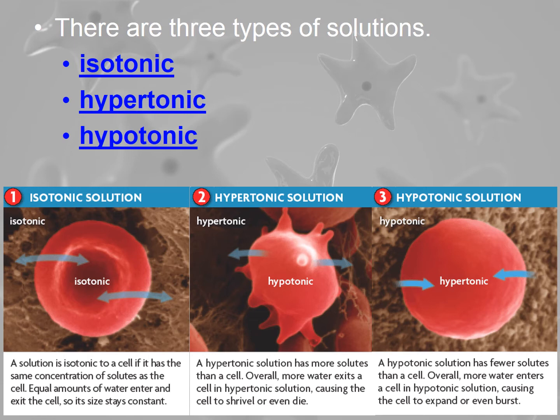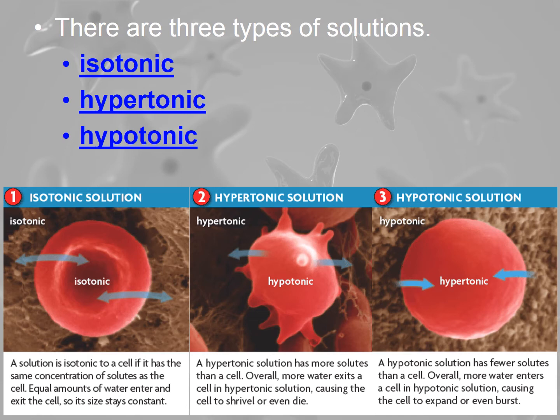The concentration inside and outside the cell in an isotonic solution is going to be the same. So it might be a salty solution, 0.9%. That's like the saline you get in the hospital. That's an isotonic solution. It's the same concentration as it is inside your cell.